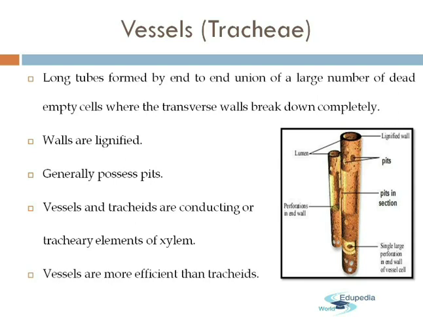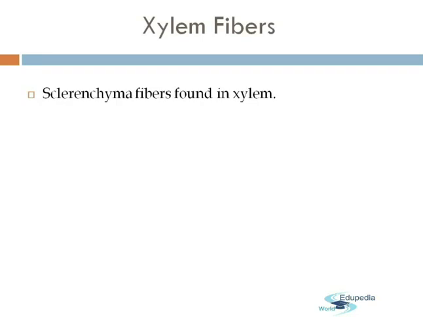So basically, these are the two types of elements of the xylem which help in the transport of water. But when we compare tracheids and vessels, vessels are more efficient than tracheids.